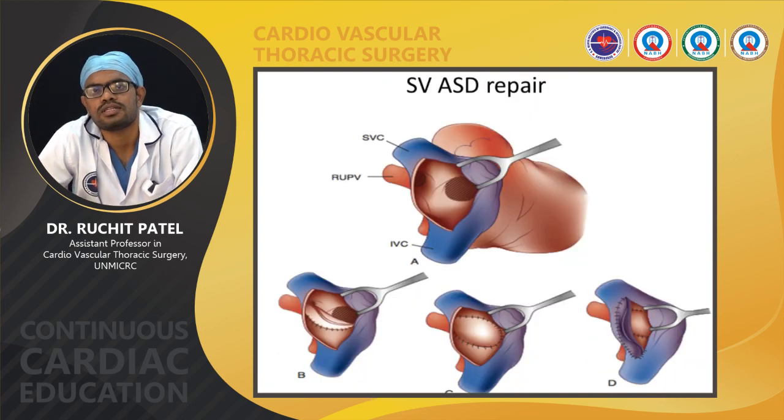Coming to sinus venosus ASD repair, there is the superior sinus venosus ASD. There is opening of the right upper pulmonary vein near the SVC-RA junction, or maybe high near the SVC. So here, drainage of the right upper pulmonary vein is directed into the LA through a baffle applied through the defect. A patch is applied to divert the right upper pulmonary vein into the left atrium.